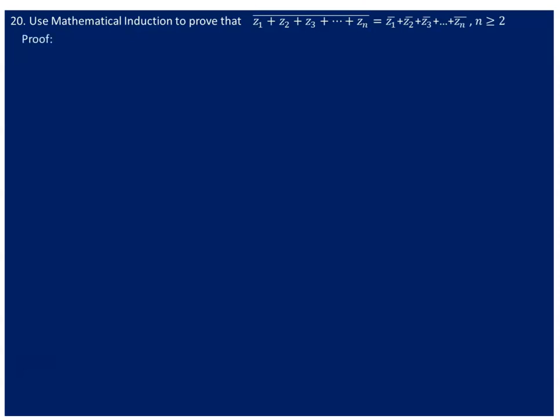So the proof goes like this. At the beginning, let's name this statement P of n, just for the sake of reasoning, or for the sake of proving technique. Call this Pn because it's written in terms of n. So let's call that Pn, proposition n.